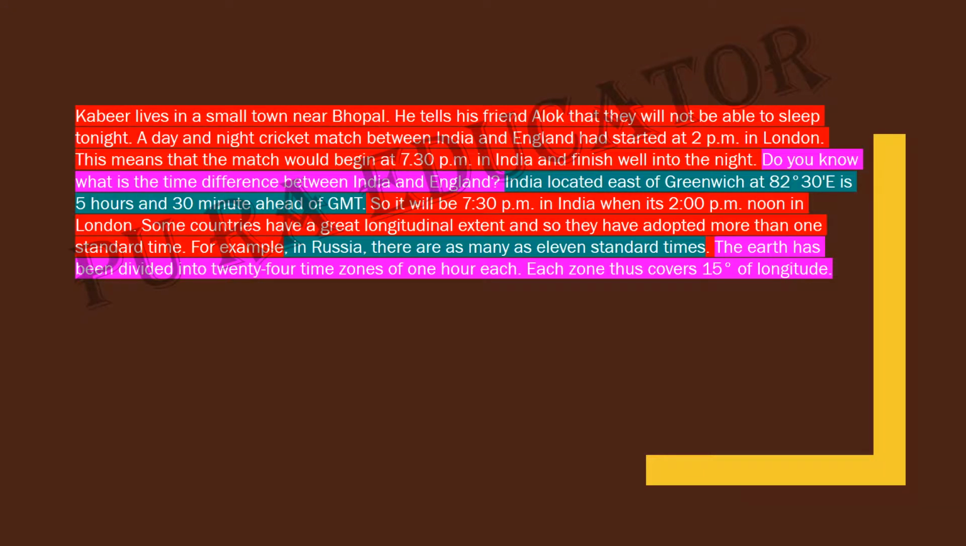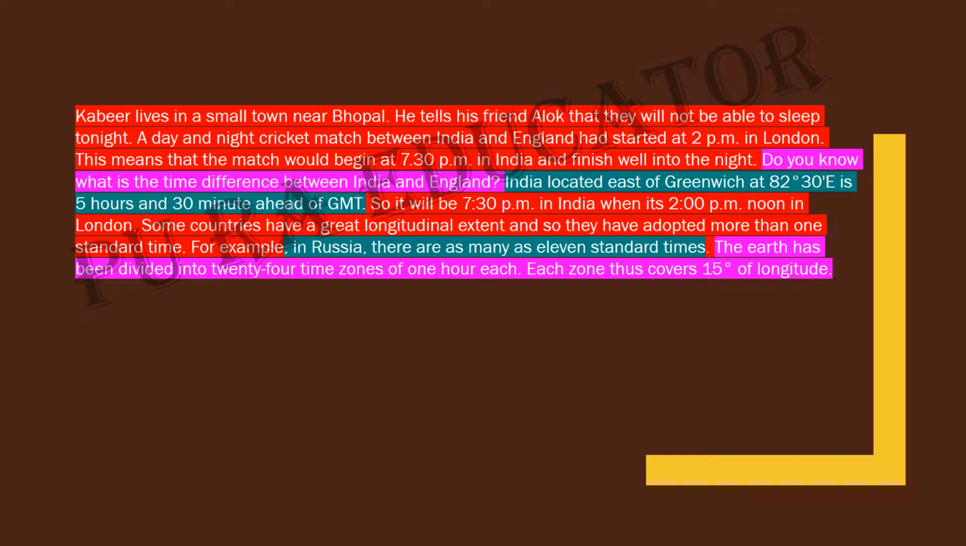Friends, do you know the time difference between India and England? India is 5 hours 30 minutes ahead of GMT, that is Greenwich Mean Time, because India's timing is taken by 82.5 degree east while Greenwich is at 0 degree. If you calculate as I have told before itself, you will get the answer: 5 hours and 30 minutes ahead of Greenwich.